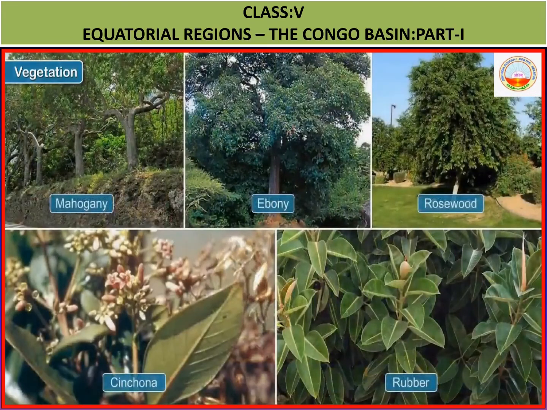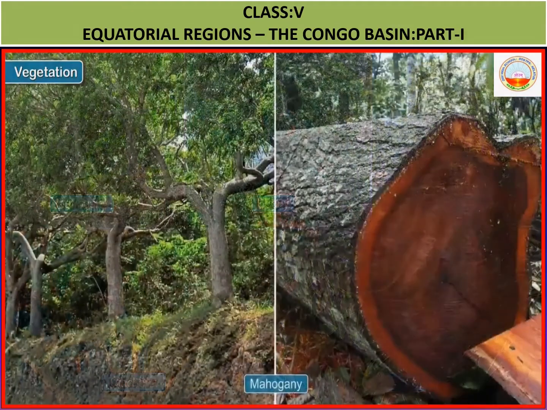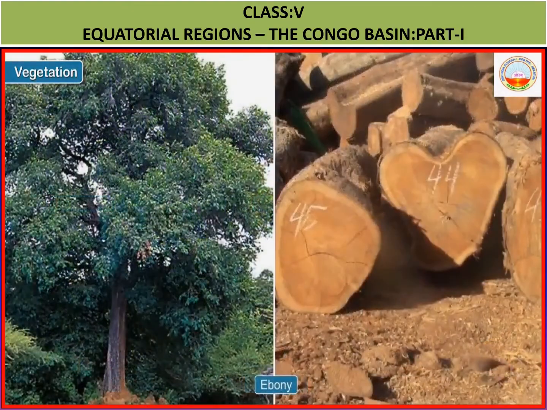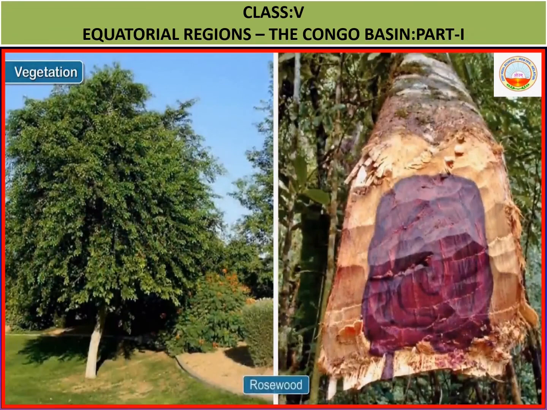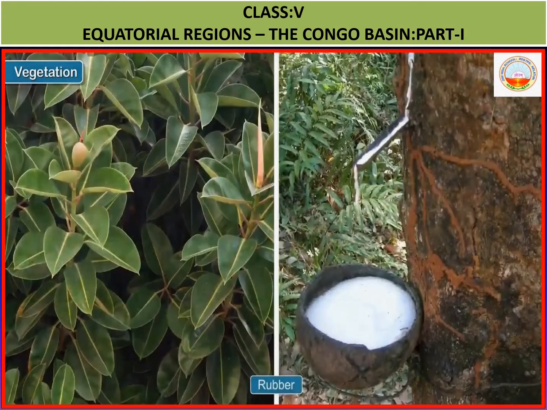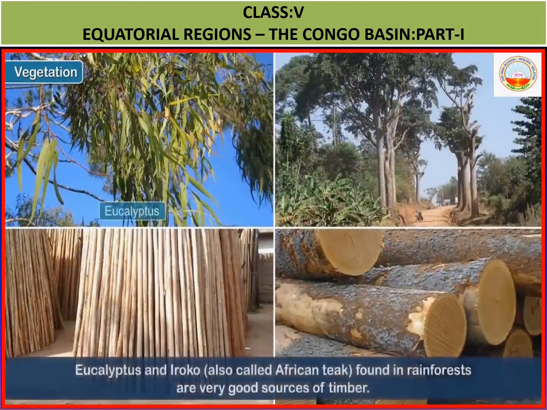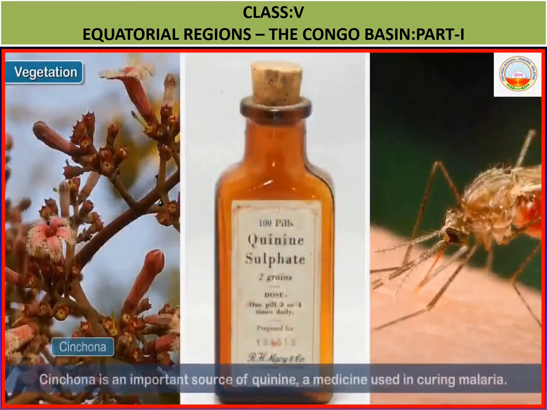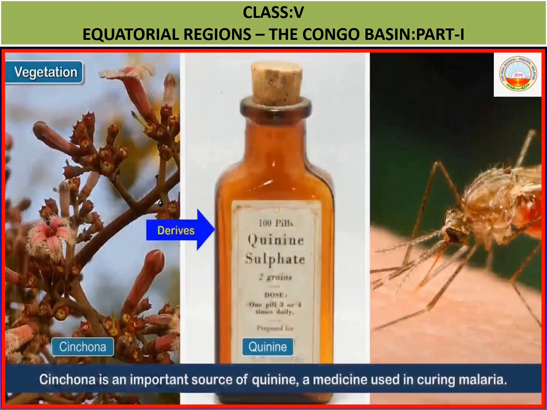These forests abound in trees such as mahogany, ebony, rosewood, cinchona, rubber, eucalyptus, and iroko, also called African teak, found in rainforests, which are very good sources of timber. Cinchona is an important source of quinine, a medicine used in curing malaria.